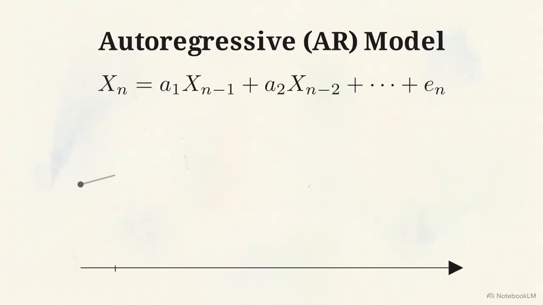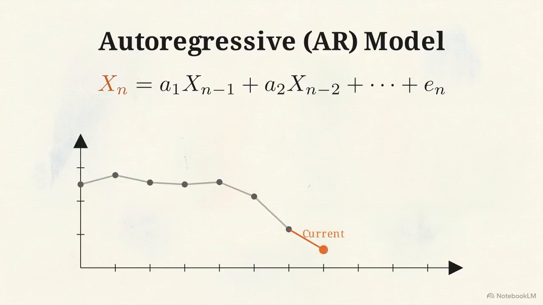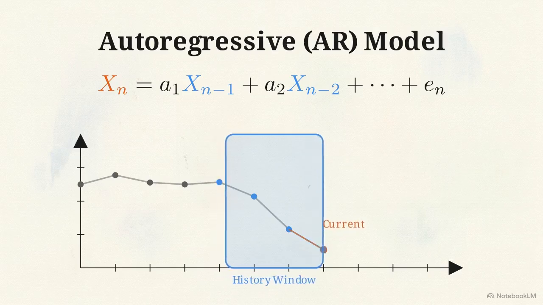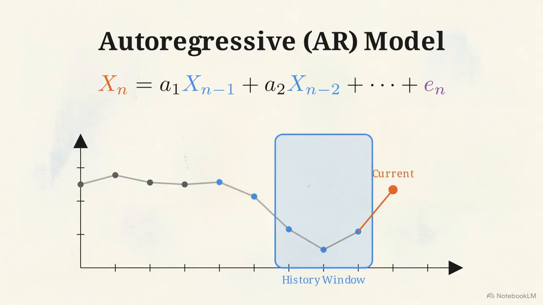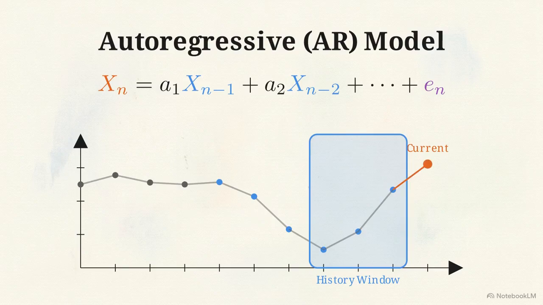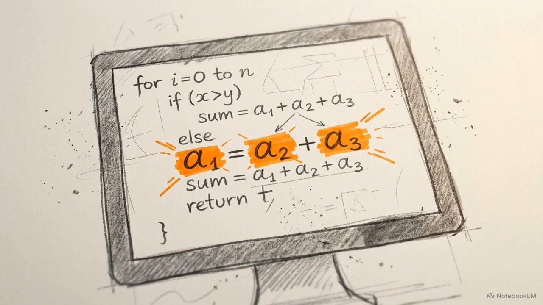It assumes the signal has memory. The current sample, x sub n, depends on past samples. The algorithm uses a sliding window over previous samples, adding a random noise variable to predict the next sample. We aren't searching for frequencies yet. We are searching for the weights, the AR coefficients, that best define how the signal relies on its own history.